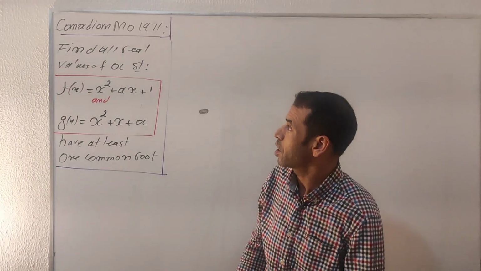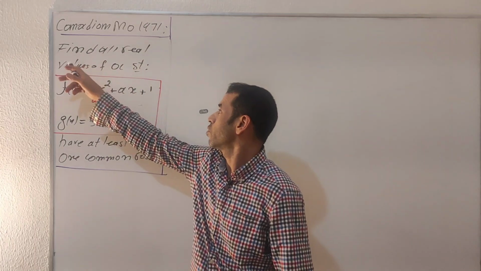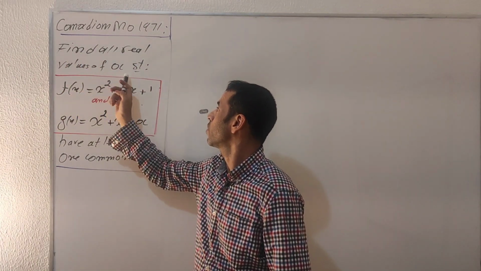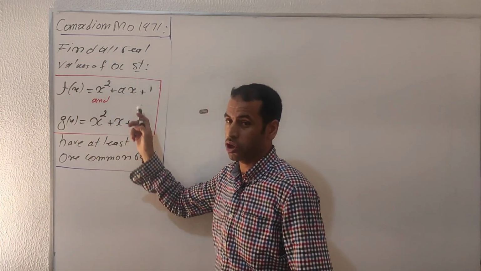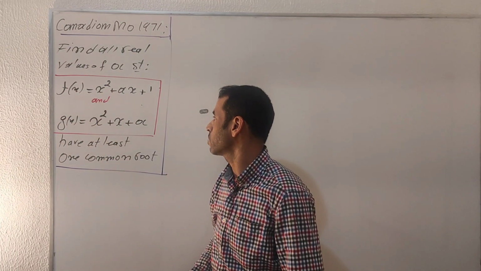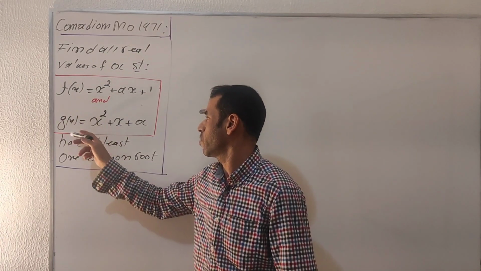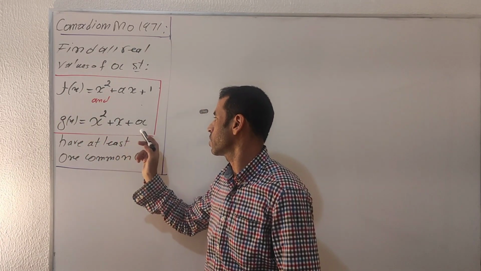Here is a nice Canadian Mathematical Olympiad, edition 1971. Here is the following information. Find all real values of a such that we have two functions. The first function f of x equals x squared plus ax plus 1. The second function is g of x equals x squared plus x plus a.